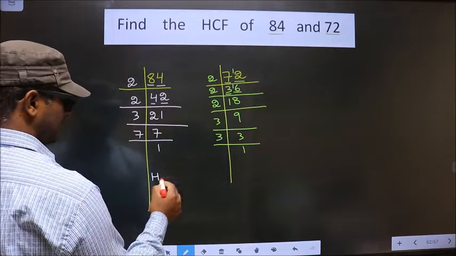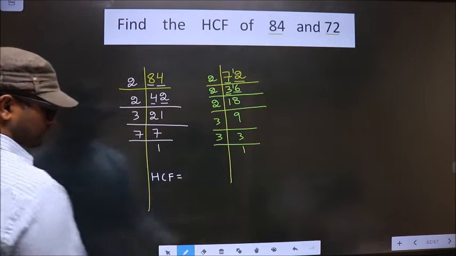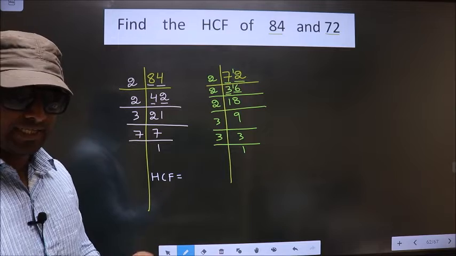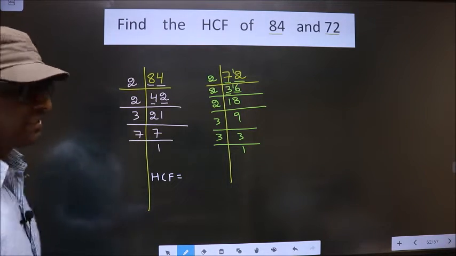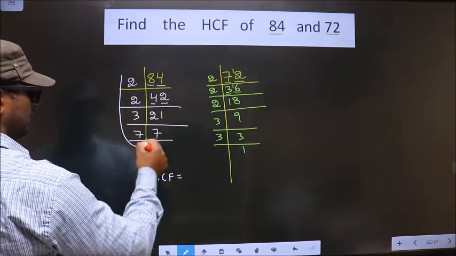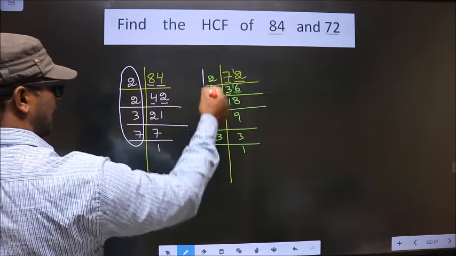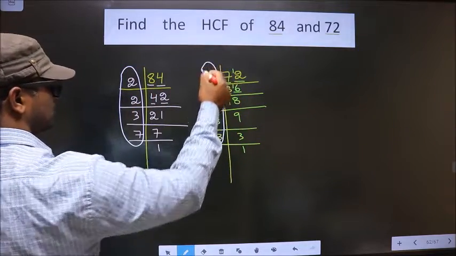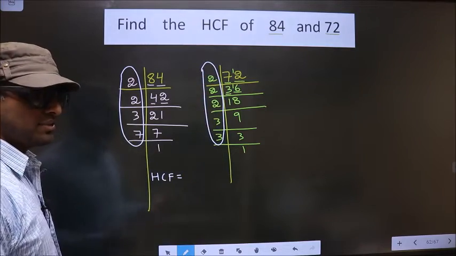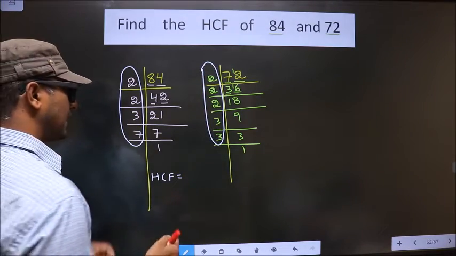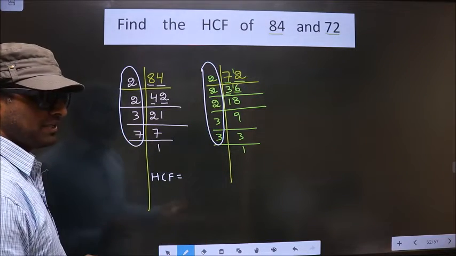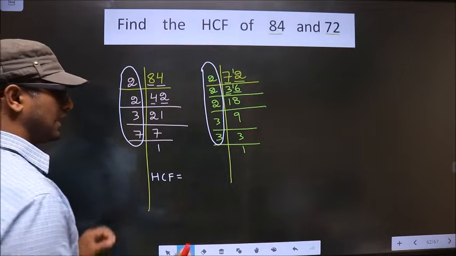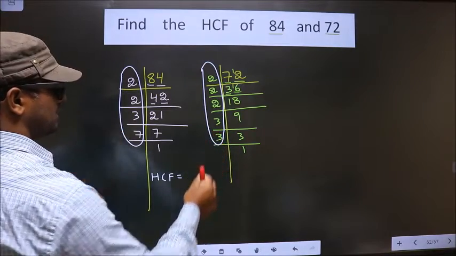So now our HCF is the product of numbers that are present here and also here. So now we should find the numbers that are present in these two places. I repeat, we should find the numbers that are present in these two places.